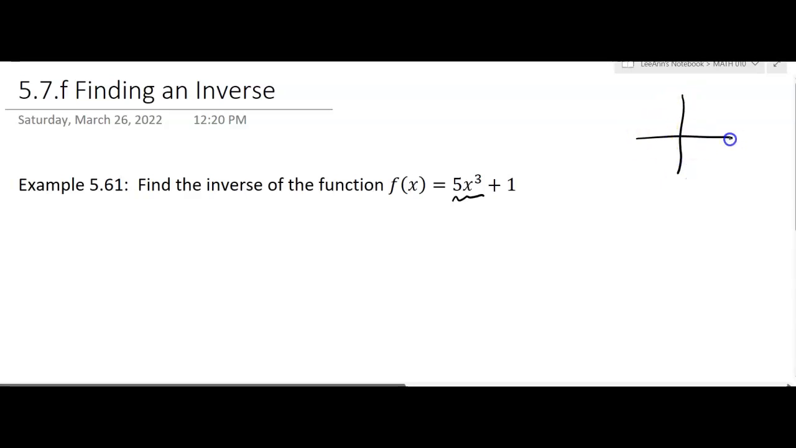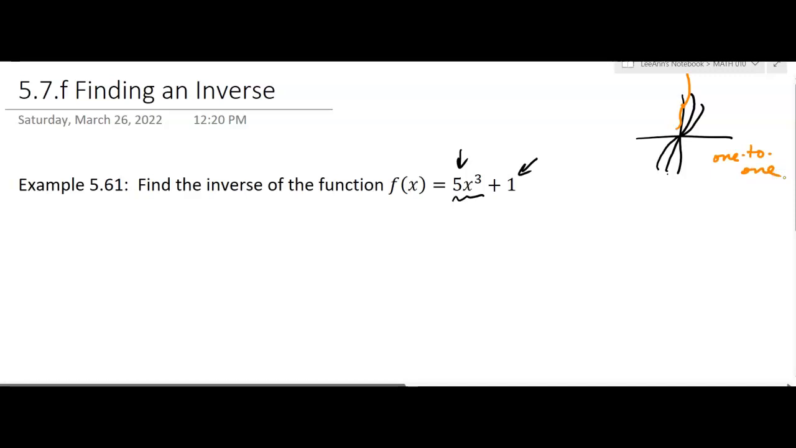We know it's going to be a cubic function, right? Something like that, except it's going to have a stretch factor, so it's going to be really skinny, and the whole thing's going to be shifted up one. So it probably looks something like a really skinny S-shaped curve, and it only shifts up one. I don't know why I was shifting it up so high, but something like that. So it is one-to-one.